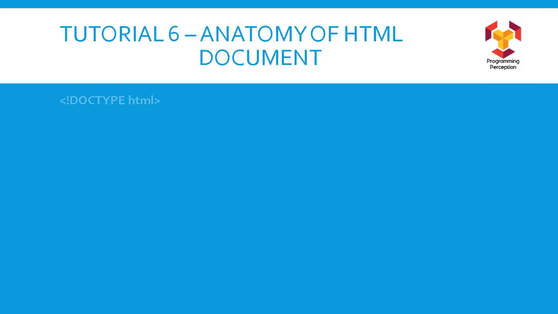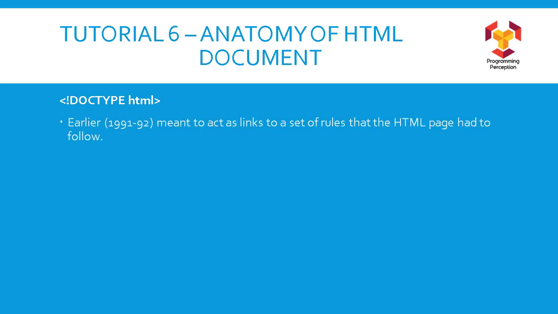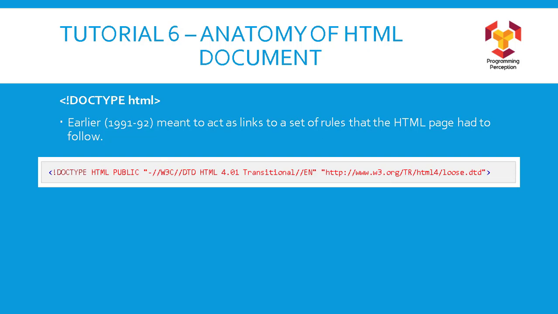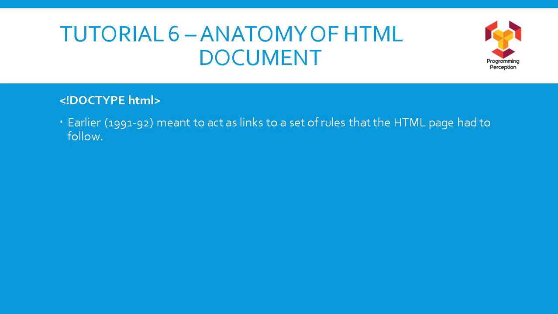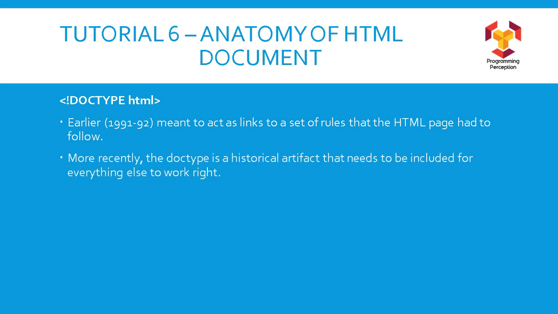So let's see first of all that DOCTYPE HTML tag that was written as the first tag of the document. Before HTML 5, this certain tag was used as a link, and this was linking the set of rules that certain HTML page had to follow. So we were linking that set of rules, but later on the whole tag was reduced to this much only, and now we have to include this certain tag in our document.